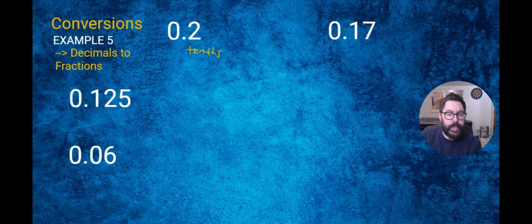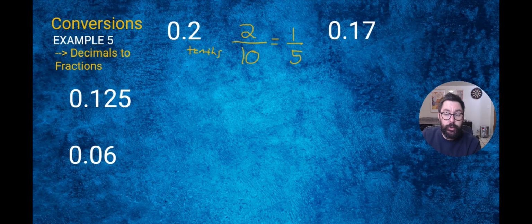Okay, so we want to take this decimal, make it a fraction. We have 2 tenths. You're actually saying a fraction, 2 tenths. If you need to simplify, 2 can be divided by 2. 10 can be divided by 2. So we can write that as 1 over 5. That would be the simplified form.